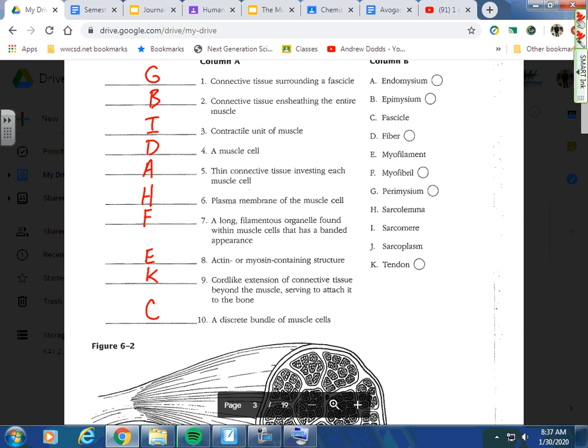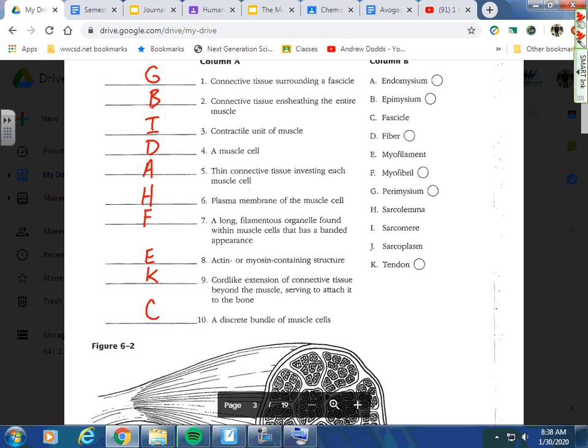Connective tissue surrounding a fascicle is the perimysium, around a fascicle. Connective tissue ensheathing the entire muscle, epimysium, around the entire thing. Epi meaning on, so we're going to see that on or outside. Contractile unit of muscle is going to be I, the sarcomere. A muscle cell would be the fiber. Thin connective tissue investing each muscle cell is going to be the endomysium. A. Plasma membrane of the muscle cells, the sarcolemma.